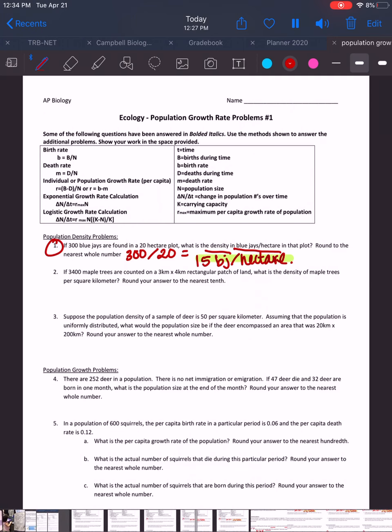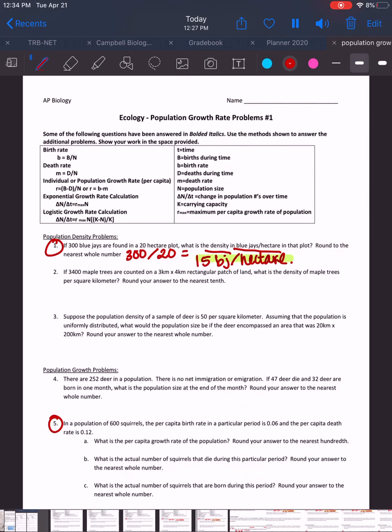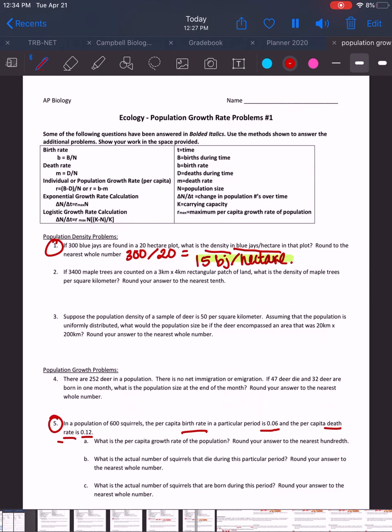Okay, moving on to population growth problems. Number 4 is pretty straightforward, but I want to go over number 5 because it is split into multiple pieces, and that sometimes scares us. So in a population of 600 squirrels, the per capita birth rate in a particular period is 0.06, and the per capita death rate is 0.12. Question A is, what is the per capita growth rate of the population? We're going to round our answer to the nearest hundredth.